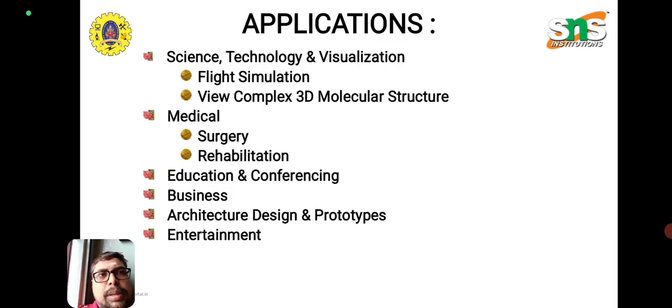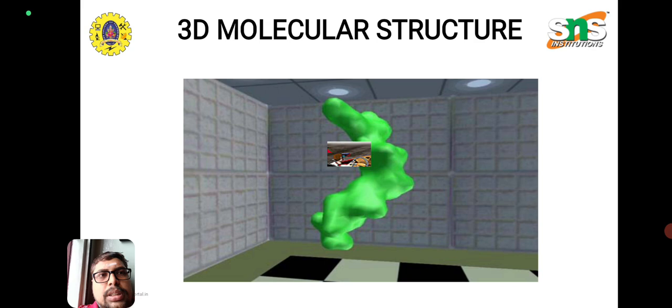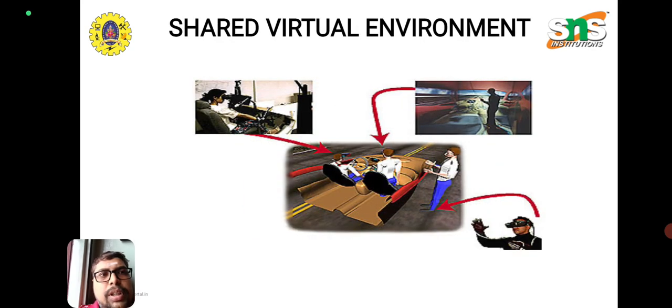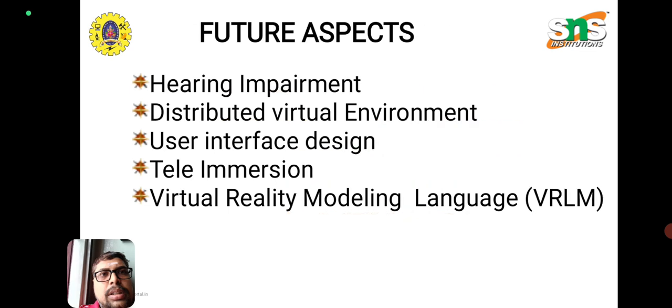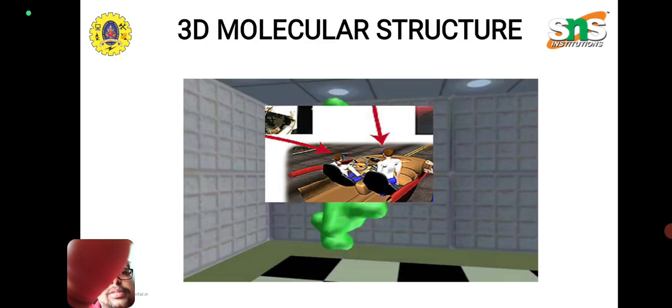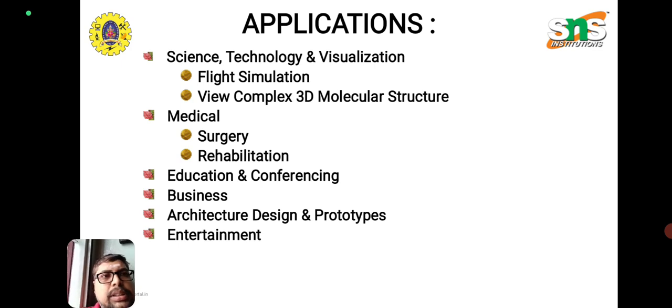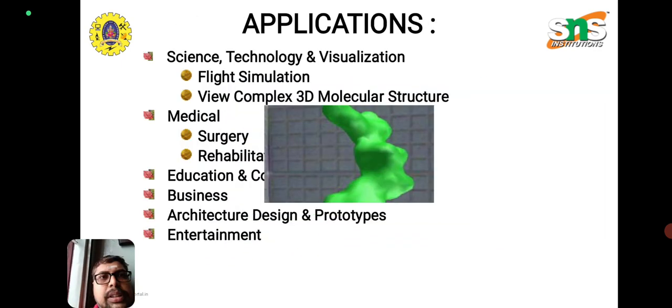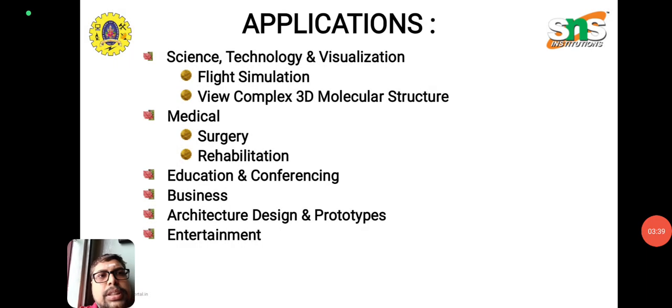The applications are thus. This is a 3D molecular structure, and this is a shared virtual environment where everyone shares the same space. Next, features such as aspects of hearing impairment, distributed virtual environment, user interface design, teleimmersion, and VRML, that is, Virtual Reality Modeling Language. When we see these applications, they consist of science, technology, and visualization. This is flight simulation, a model which enables working with the flight, because flights have numerous costly aspects. So we go for flight simulation.